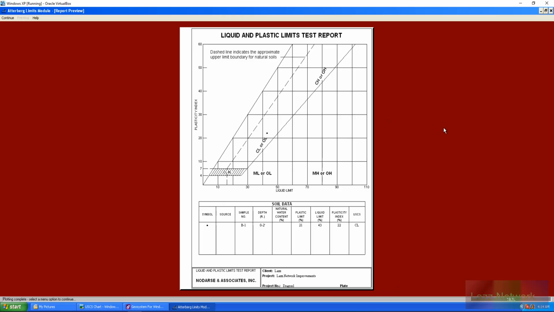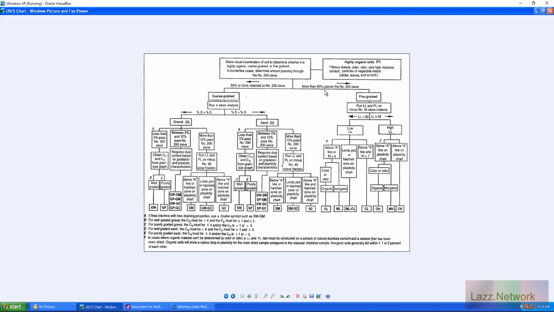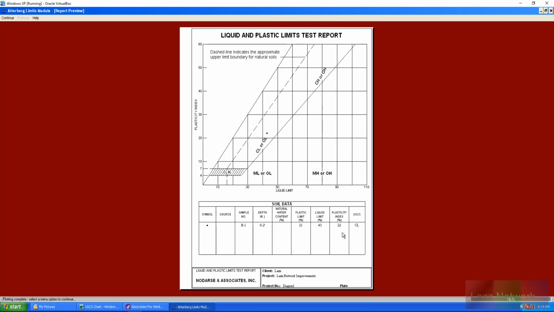As well as, remember, we had 90% passing the 200 sieve, so it's more than 50%, and then it's just going down from there. We ran our liquid and plastic limits. Our liquid limit was less than 50, so it's on the low side, but it was above the A line, and our plastic index was greater than 7. So what was our plastic index? It was 22. That's greater than 7, and there's our A line right there. Boom, CL.